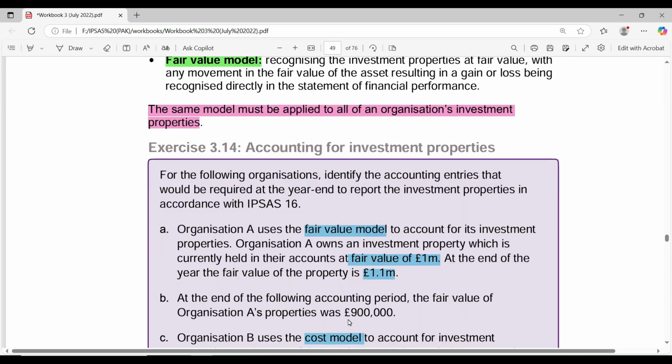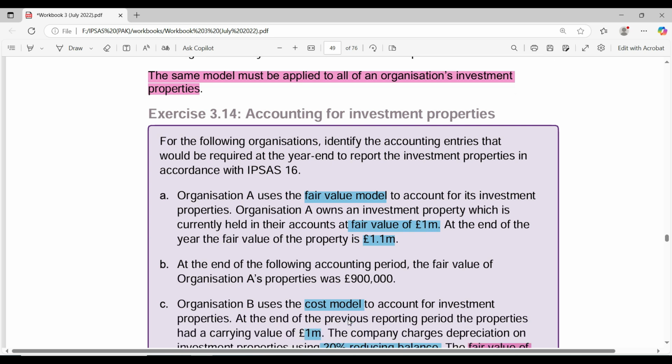The important point, and a very important point in IPSAS 16, is that the same model must be applied to all of an organization's investment properties. If an organization uses the fair value model on one of its investment properties, then it is mandatory that it uses the fair value model on the second investment property.